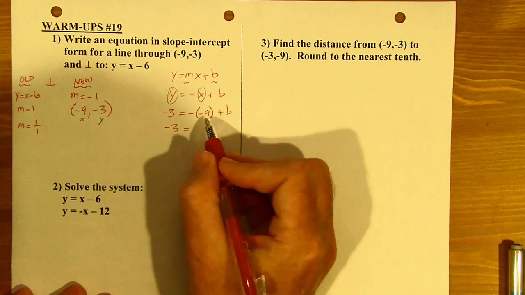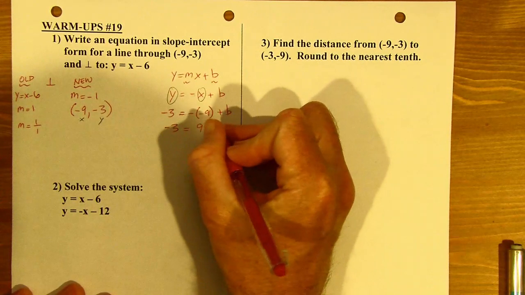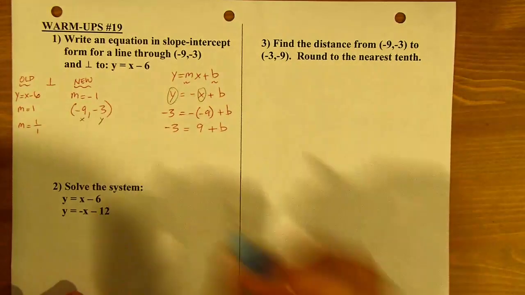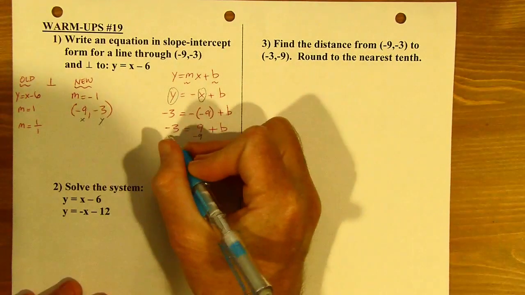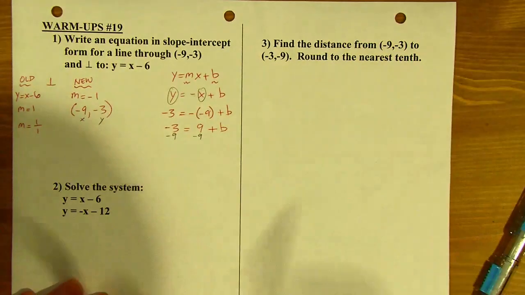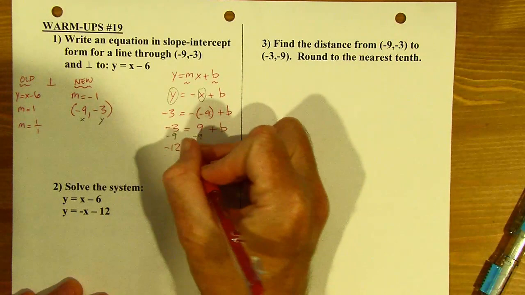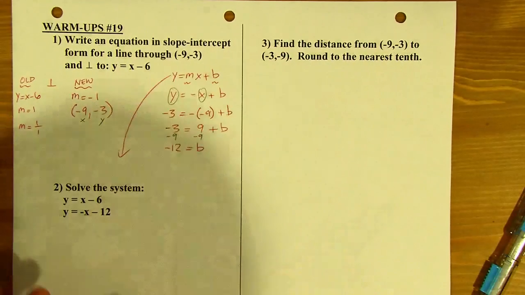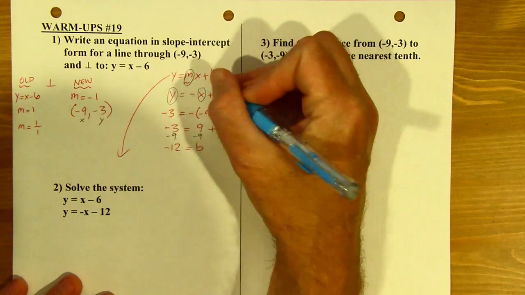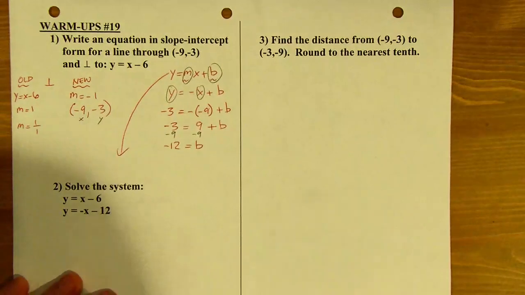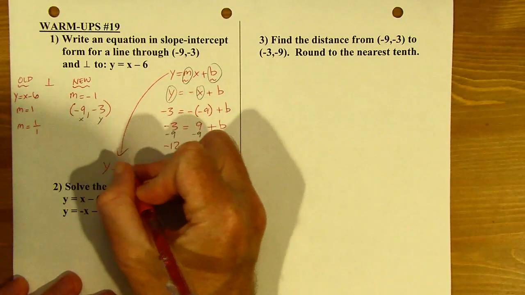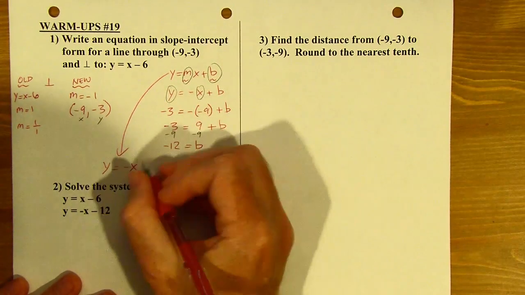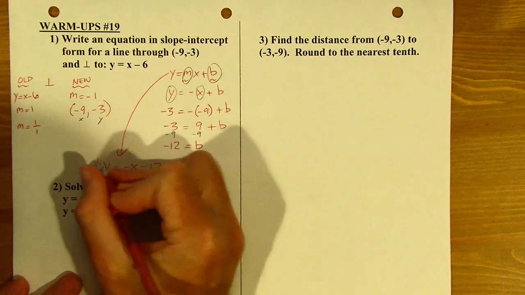So negative 9, that's positive 9. And now to isolate b, I'll subtract 9 from both sides. So negative 12 is b, okay? So now when I'm thinking about this equation, I've got the two things I need, right? I know the slope, I know the y-intercept. The slope was negative 1, so y equals negative x, and then negative 12 is the y-intercept.